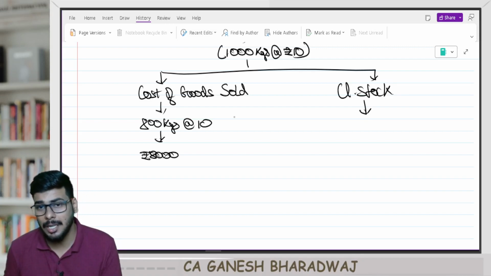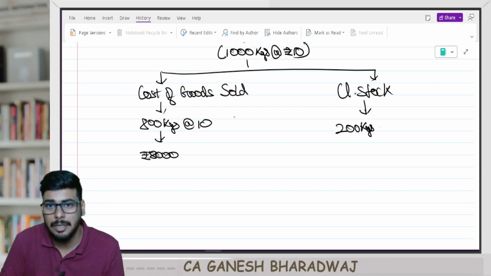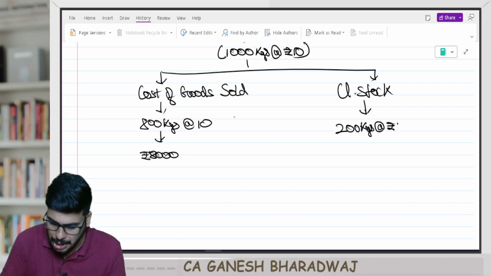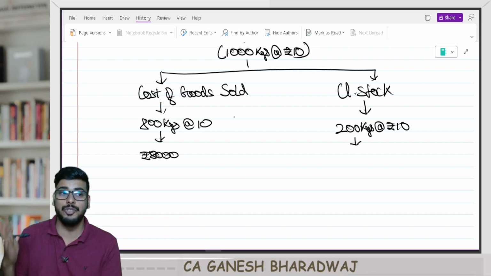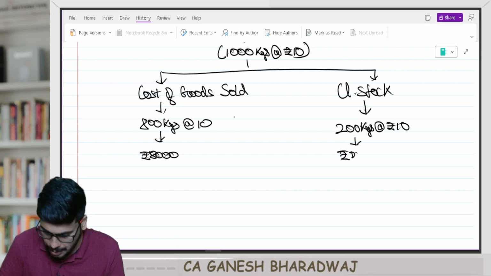How many kgs are unsold? 200 kgs. Every kg should be valued at the same 10 rupees. So now tell me, what is the value of goods unsold, that is closing stock? This is going to be rupees 2000.